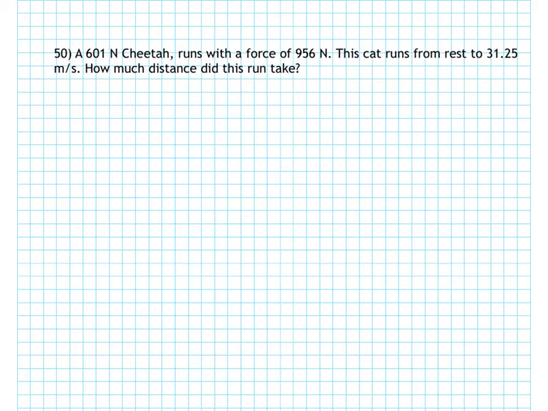A 601 Newton cheetah runs with a force of 956 newtons. This cat runs from rest to 31.25 meters per second. How much distance did this run take? All right, so let's start by listing the givens so I can figure out what's going on here.